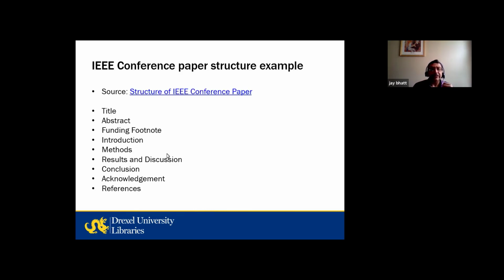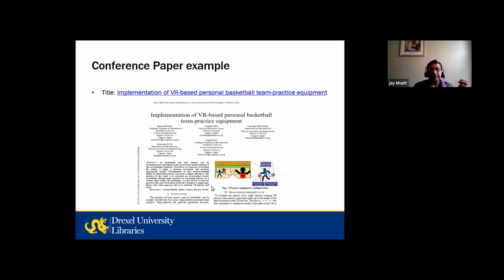And I have a link here for the structure for an IEEE conference paper, which has title, abstract. A lot of times your research is funded by some agencies or industries, so you need to include that funding note. You have introduction, methods, results, discussion, conclusion, acknowledgement, and references. And conferences are somewhat quicker way to share your findings in reputed conferences.